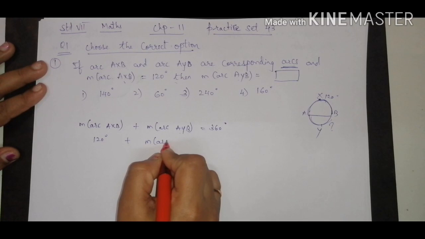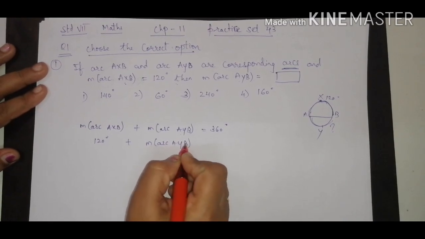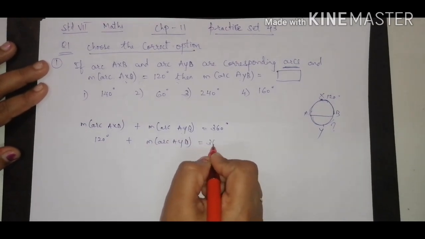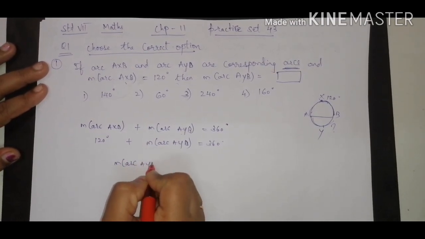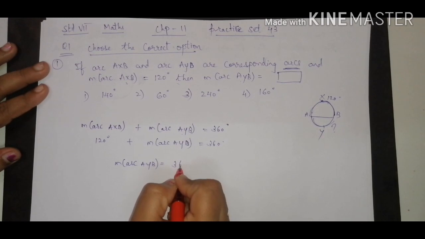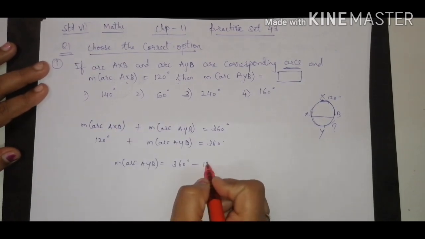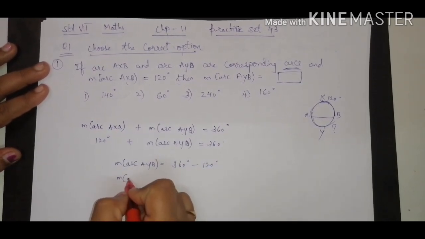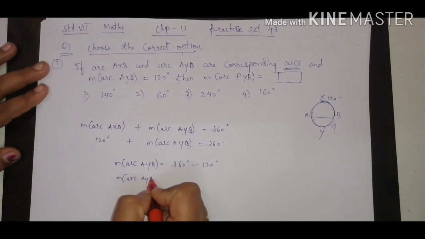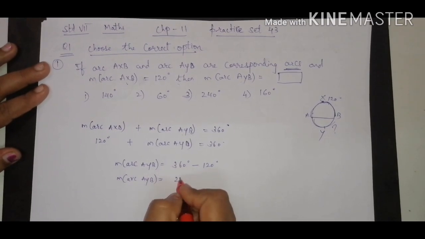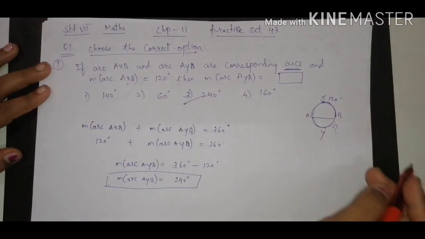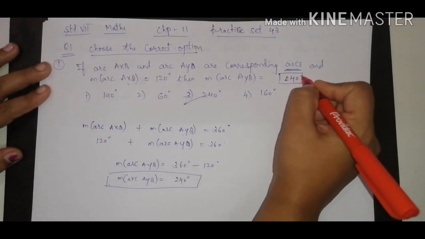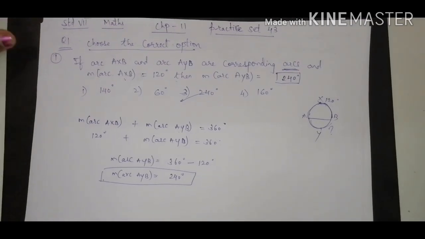So measure of arc AYB I will keep as it is, equals 360 degree minus 120. You subtract 120 from 360, you will get 240. So it is the third option. So your answer is 240 degree. So let's move to the second question.